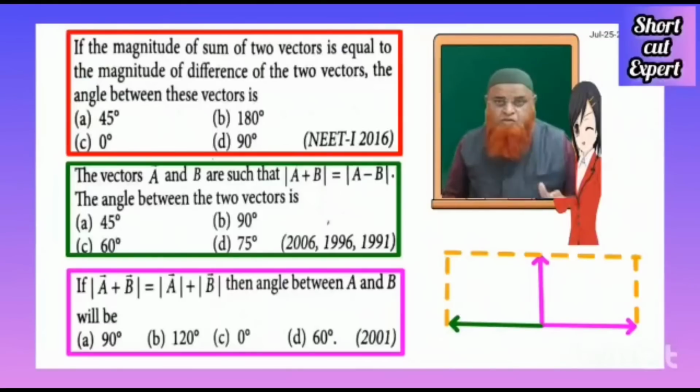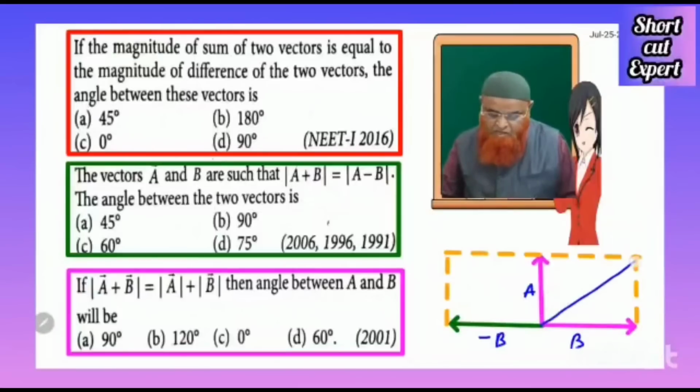You just see here now. So what I'm going to do here is, you can just see the magnitude of sum of two vectors is equal to magnitude of the difference. Let us imagine this is a vector A, this is vector B, and now this is a negative vector minus B, which is reverse to B.